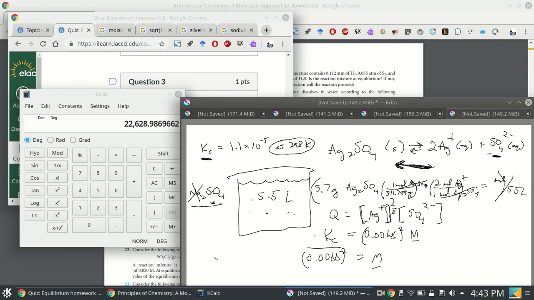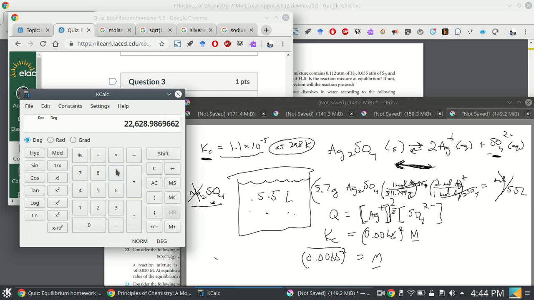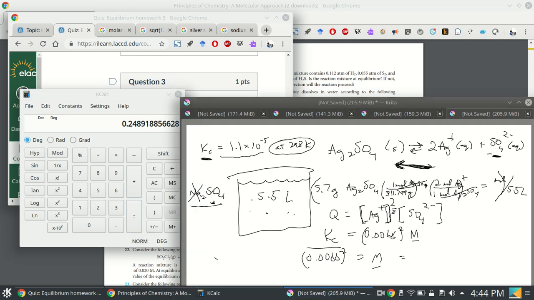There it is. And now I have just accomplished 0.0066 squared on the bottom, and Kc is on the top. What is Kc? This is Kc: 1.1 times 10 to the negative fifth. So this now is a times problem. Times 1.1 times 10 to the negative fifth. There you go. So I've got a two significant figure, 0.25 molar as the answer. So M equals 0.25 molar.